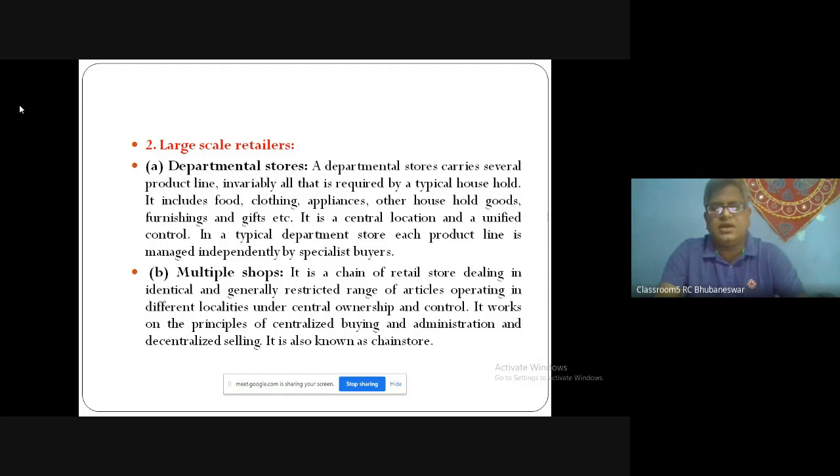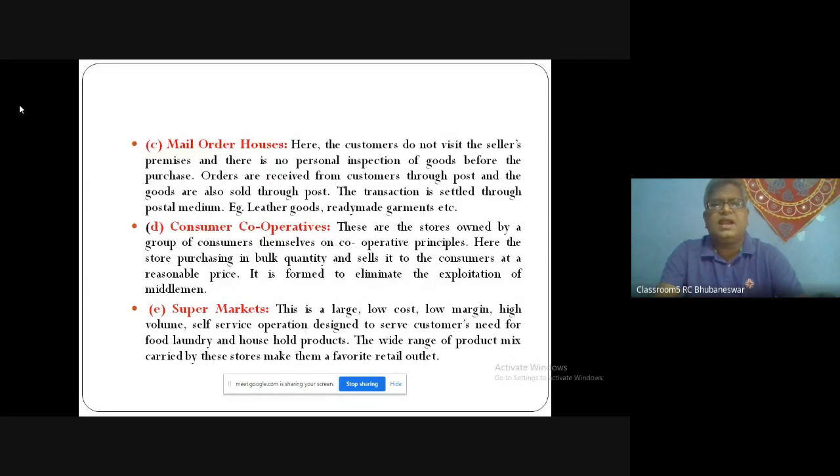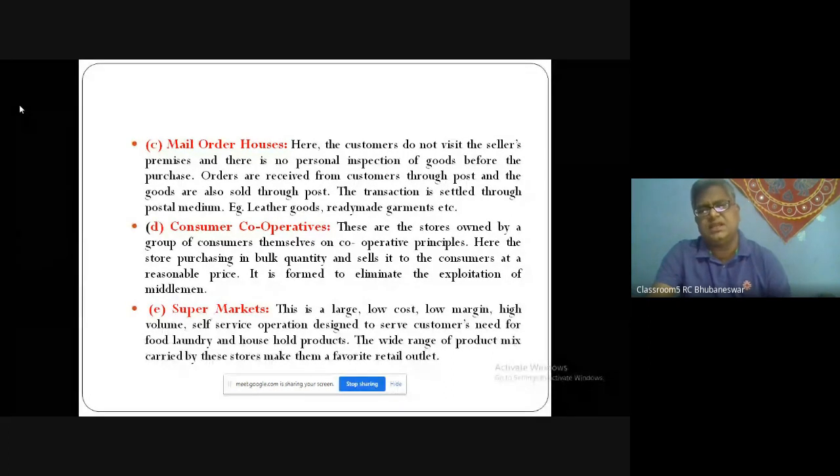For example, if a petroleum company brand opens different types of shops in different localities under the control of central ownership, this is the way through which chain stores are developed. And mail order houses are there, where you need not visit the seller's premises, and no personal inspection is possible, only the order. You can receive the goods, like ready-made garments or leather goods, through post. You can order and then receive the goods, with no need to go or visit any other place.